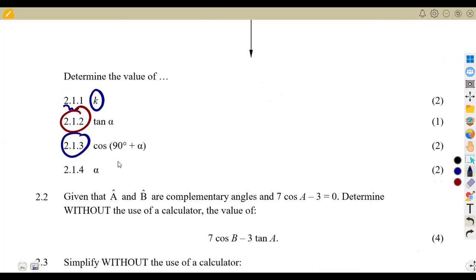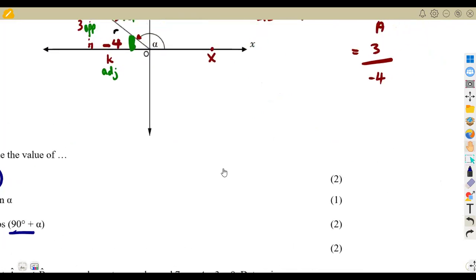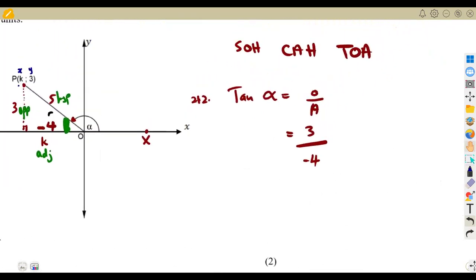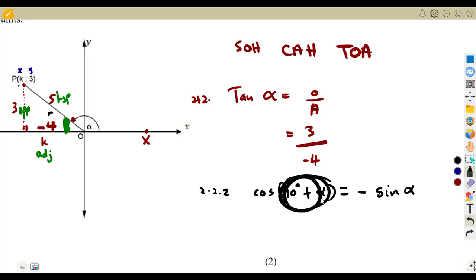This one is the cos of 90 degrees plus alpha. All right, so these are from our complementary angles. Remember that from your complementary angles, the cos of 90 degrees plus alpha is equivalent to the negative of sine alpha. Thus, cos of 90 degrees plus alpha, from the concept of our complementary angles, like I was explaining.